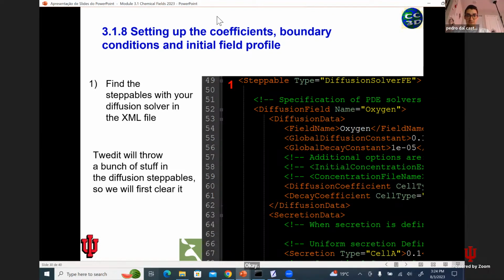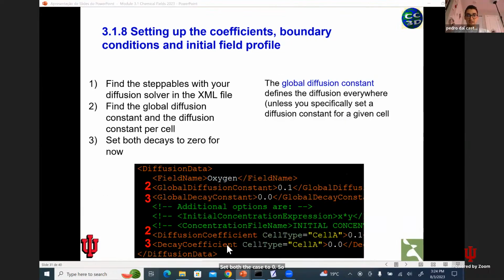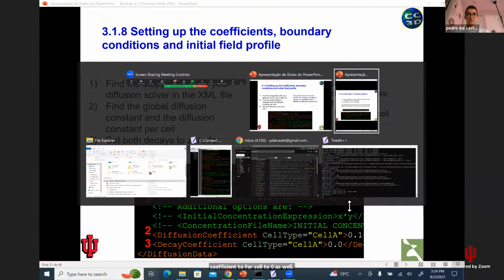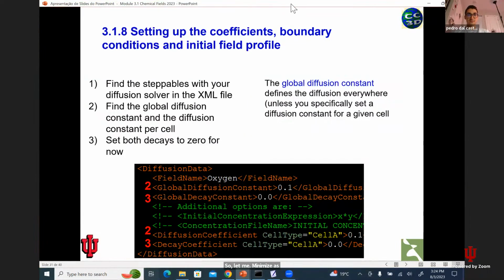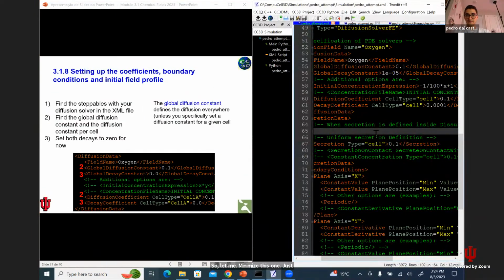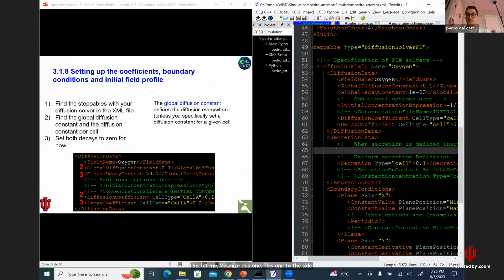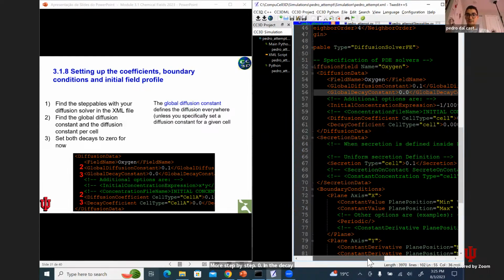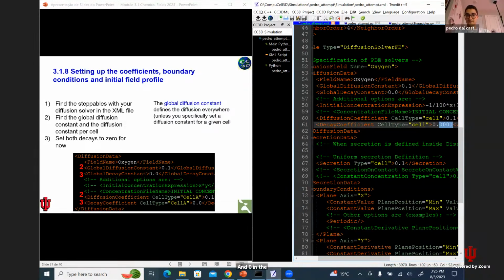Set both decays to 0. So the global decay constant to 0, and the decay coefficient for the cell to 0 as well. Let me minimize this one, put this one to the side. Okay, more step by step. 0 in the decay, and 0 in the decay here for the cell decay, the global decay and the cell decay.